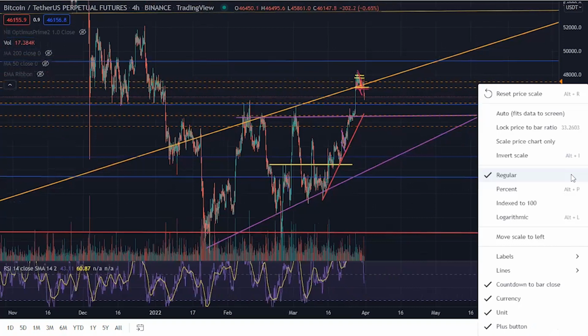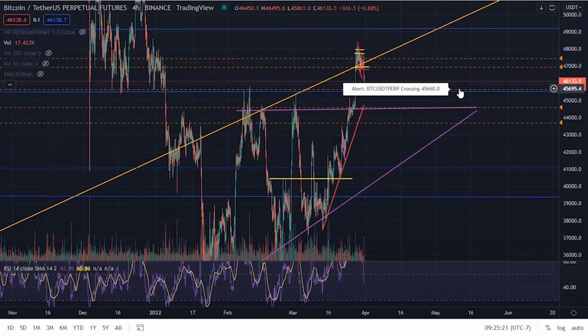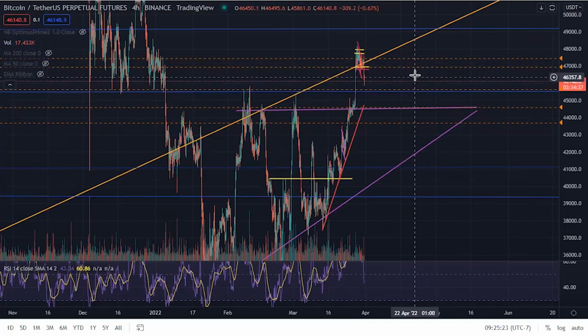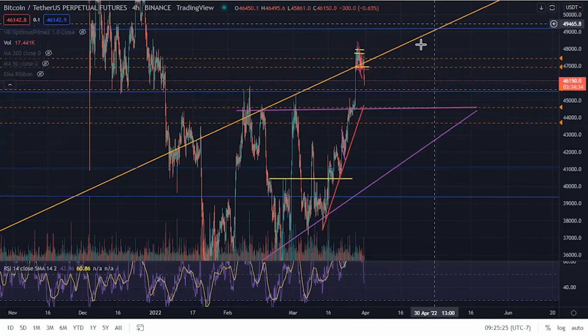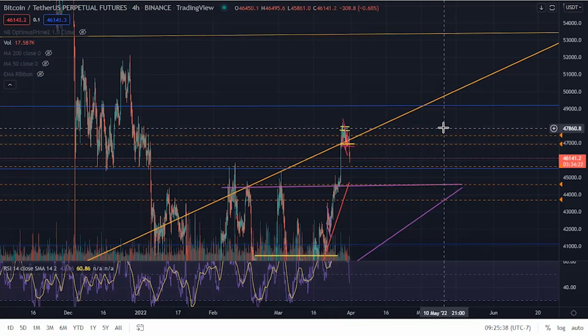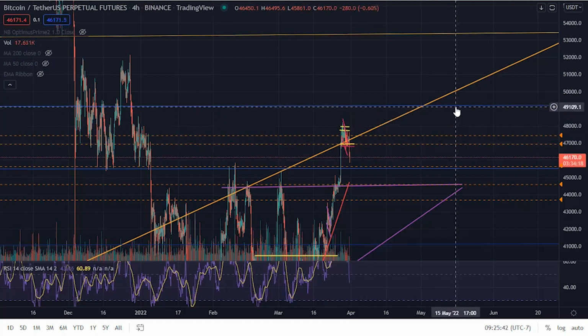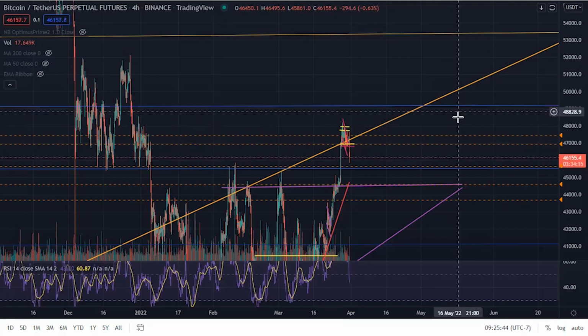What I see happening is that Bitcoin is going to find support at around 45,500, and then from there we should bounce back up and start heading up towards the next resistance. We need to first of all break this 48,000 resistance, and then we will head towards the next resistance, which is around 49,000.